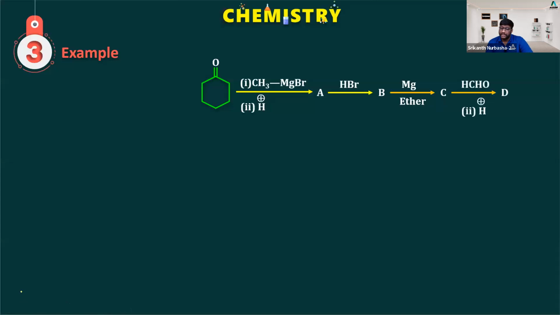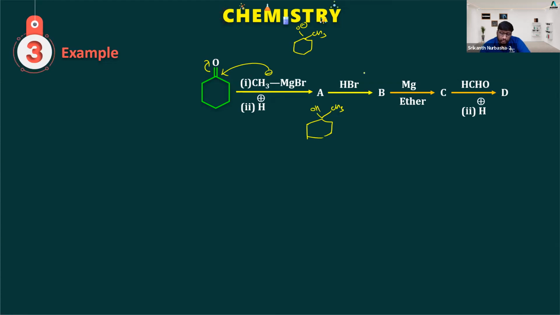What are A, B, C, and D? Cyclohexanone treated with CH3MgBr, then treated with H plus. CH3 minus attacks this particular carbon, the C double bond pi electrons move away. You generate C, CH3, CO minus, that will pick up the proton to form compound A in this manner: COH, CCH3. Now HBr.